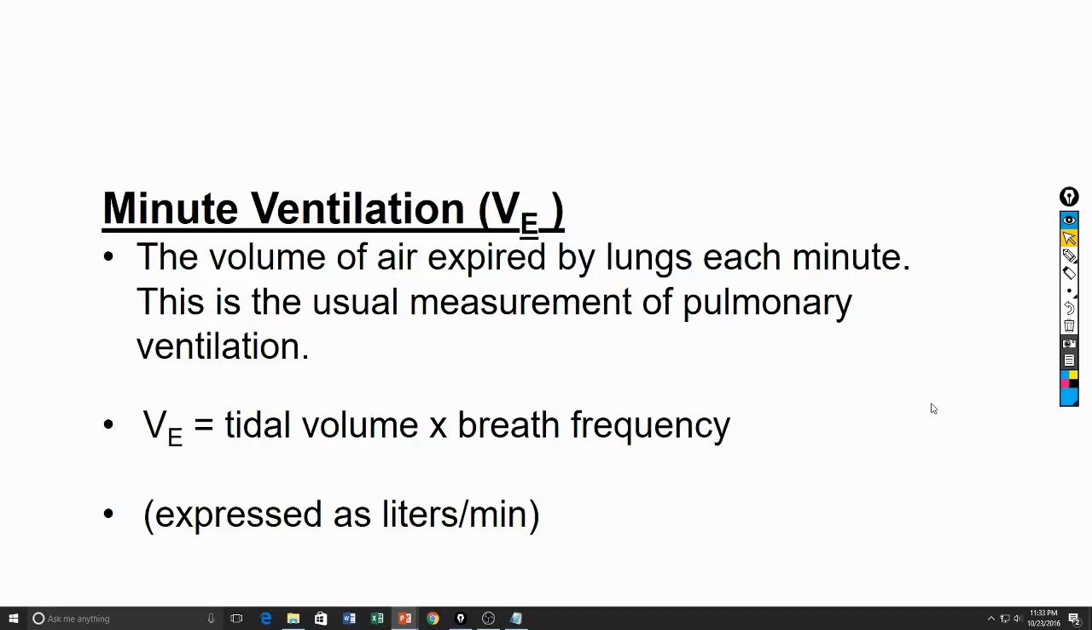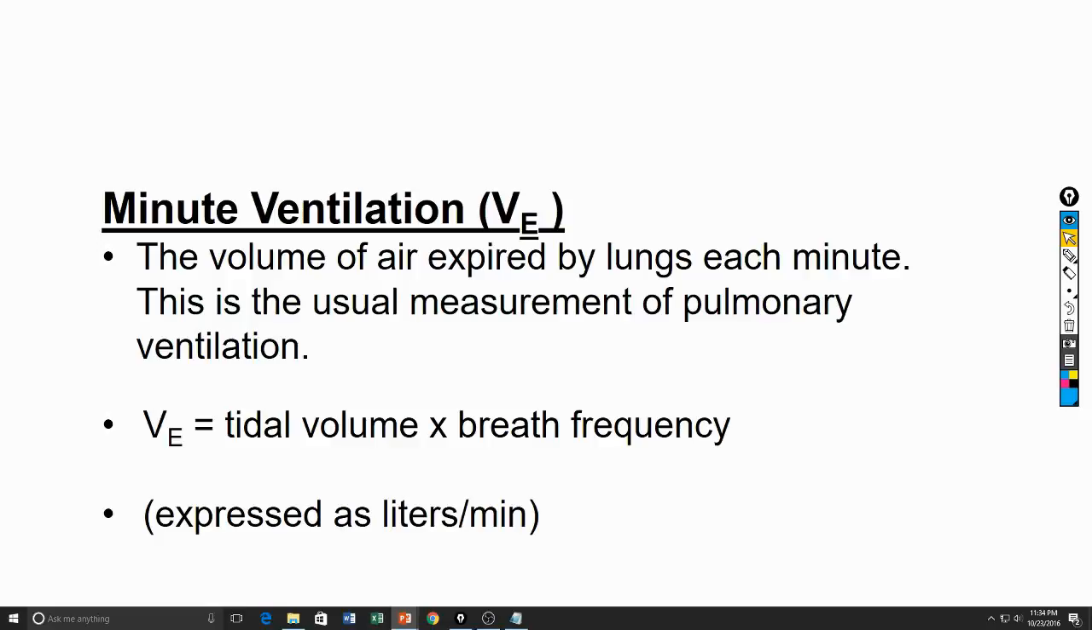All right, so let's talk about our first bit of nomenclature coming out of all this. Minute ventilation. Minute ventilation is the amount of air that we move each given minute. Ventilation strictly speaks to the movement of air. It doesn't really speak to what's happening as far as gas exchange. So the volume of air expired by the lungs each minute is the definition of minute ventilation.